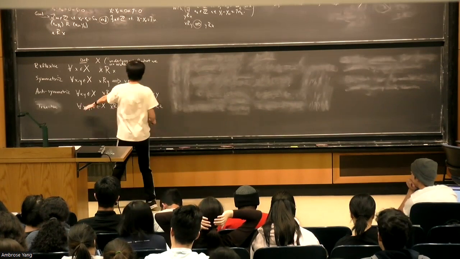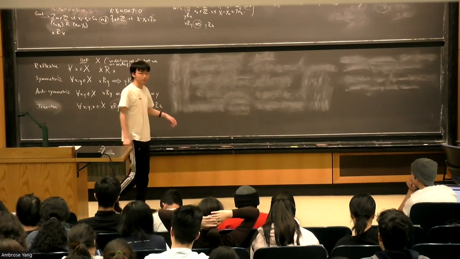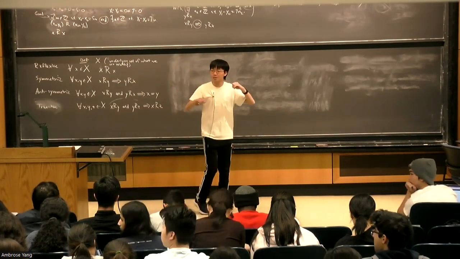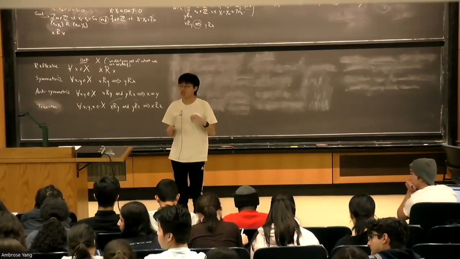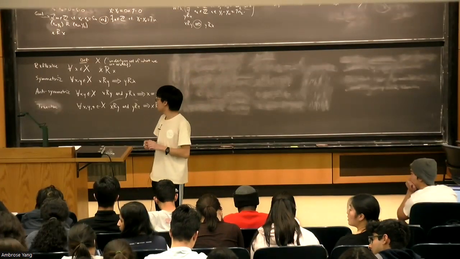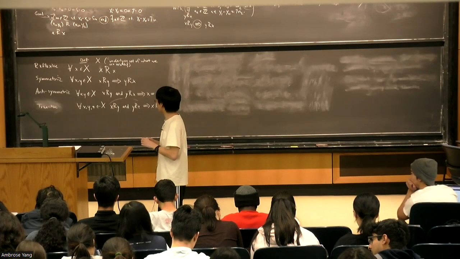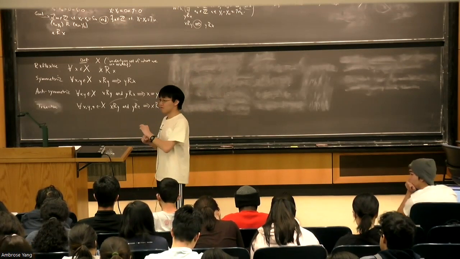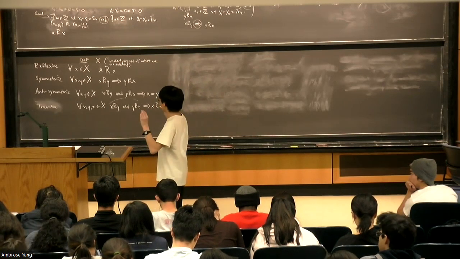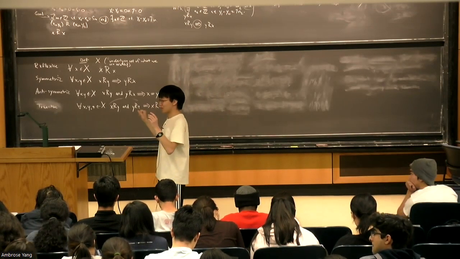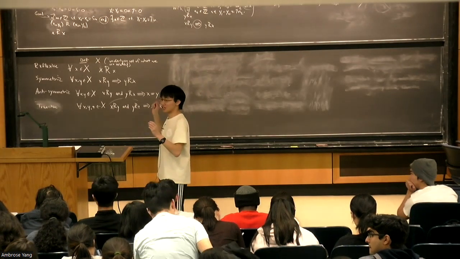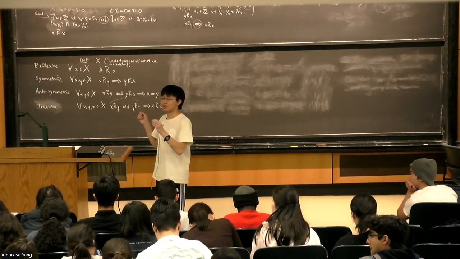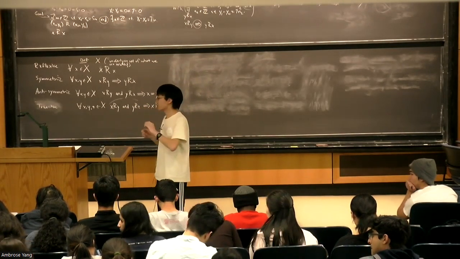All right. Let me also do the proof for transitive. Are there any relations that are reflexive, symmetric, anti-symmetric, and transitive? It's a good question. But maybe we can think about it offline.